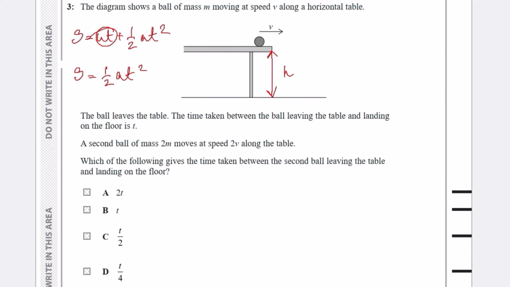So the equation gets reduced to s equals half at squared, right? So for both the balls, since they fall the same vertical height s, they have the same vertical acceleration. Guess what? It will take the same time for both the balls to land, even if they have different masses and they have different horizontal velocities. So the answer should be t.